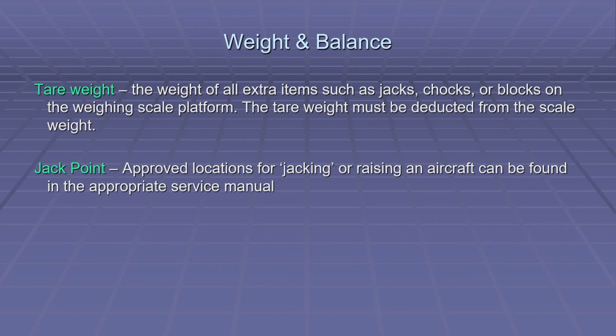The tare weight is the weight of all extra items such as chocks, jacks, or blocks on the weighing scale. The tare weight must be deducted from the scale reading. The jack points are approved locations for jacking or raising an aircraft, and they can be found in the appropriate service manual.